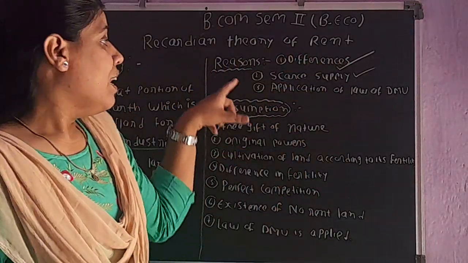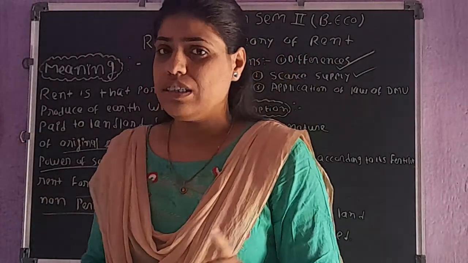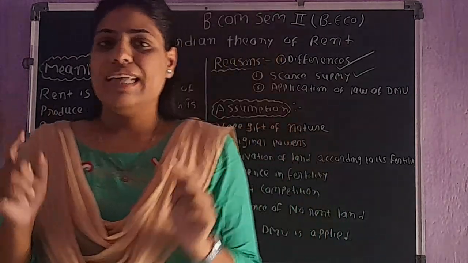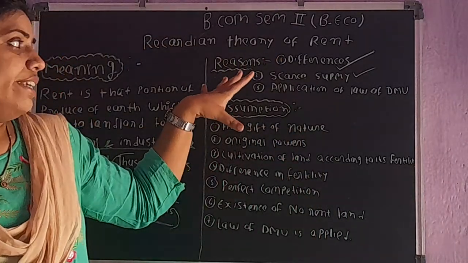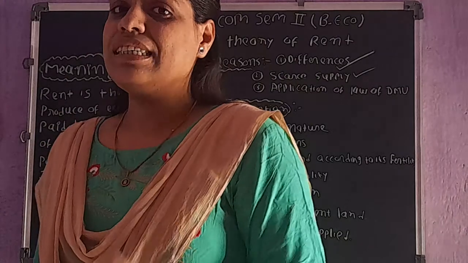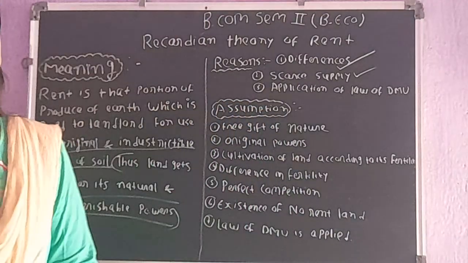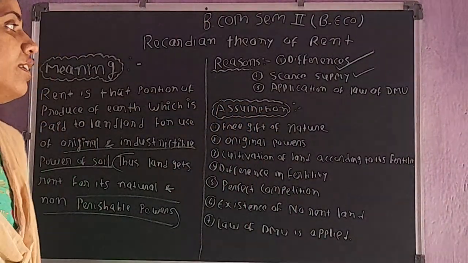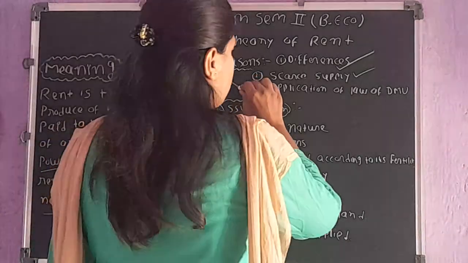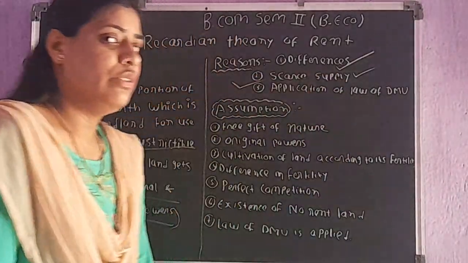That is why land is the scarce resource. It's limited in supply, and that is why it faces rent. So scarce or limited supply is one of the reasons because of which land features the rent. After that, application of law of diminishing marginal utility.